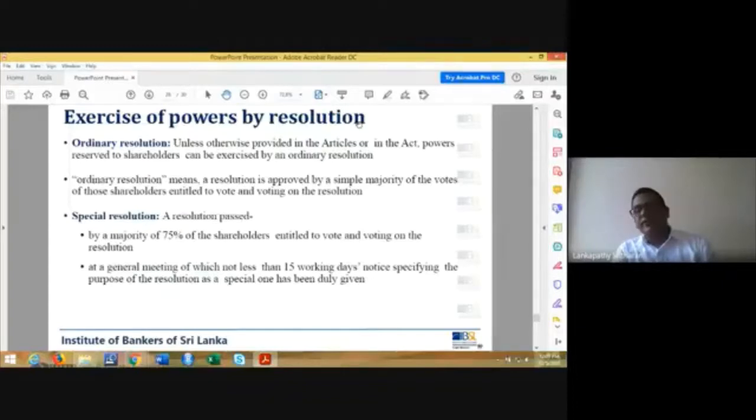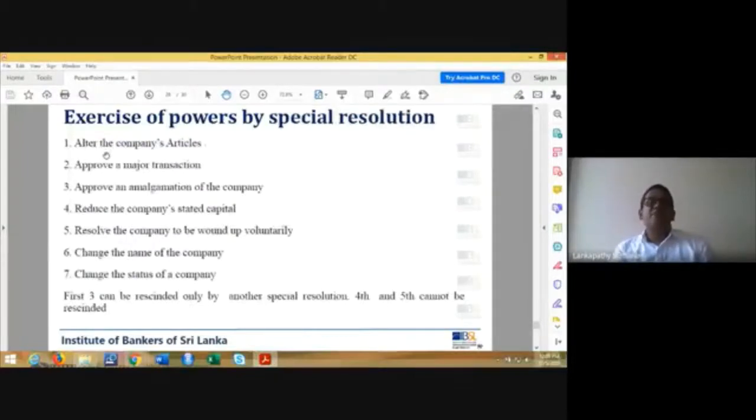So these are the two ways to exercise the power of the resolution. And for the special resolution, what are the purposes for which we have to pass a special resolution? The circumstances are given. The first one is to alter the company's articles. When they alter the company's articles of association, they have to get a special resolution. The second one is to approve a major transaction. If there is any major transaction, they have to approve it with a special resolution.